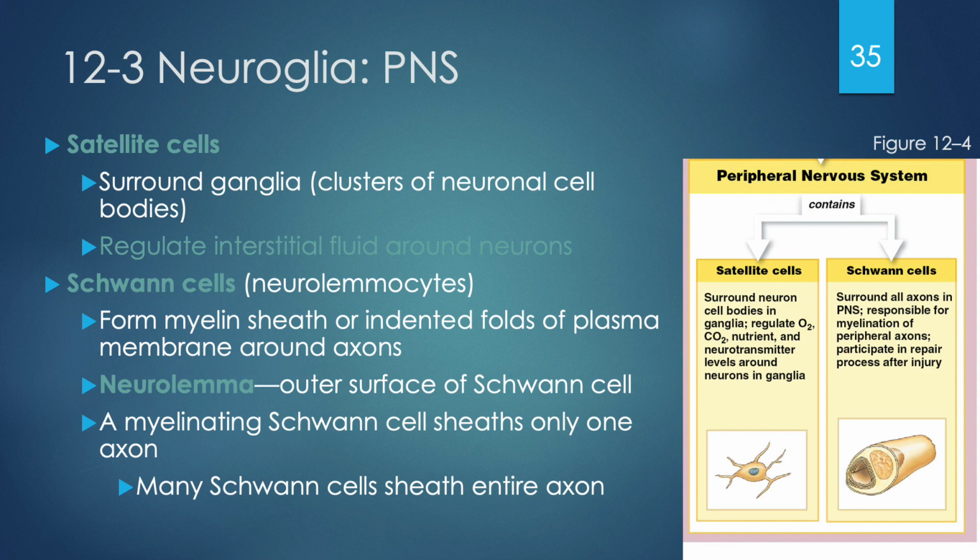Now, Schwann cells, also known as neurolemmocytes, are going to form a myelin sheath around various axons. And when they do this, they're speeding up the process by which an impulse can travel along that axon. So the very outer surface of a Schwann cell is called the neurolemma, and it folds over kind of like a jelly roll. I'll show you in a minute. And it's going to have one cell. So a myelinating Schwann cell will sheath only one axon, but many Schwann cells will sheath an entire axon. So you'll see lined up on one axon a whole bunch of Schwann cells lined up in a row, so that way they myelinate the whole entire length of the axon.